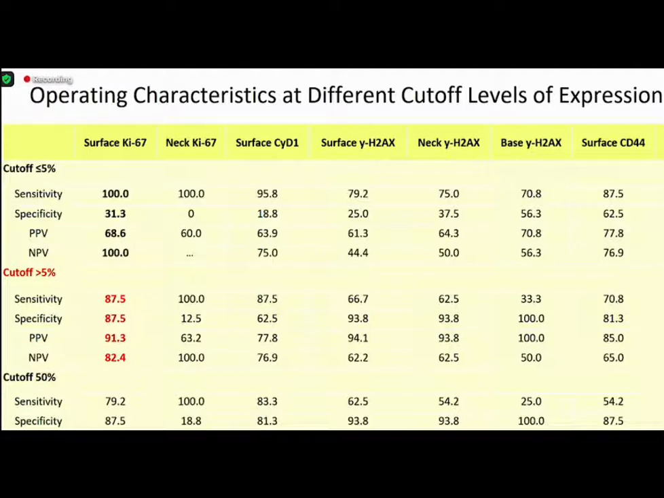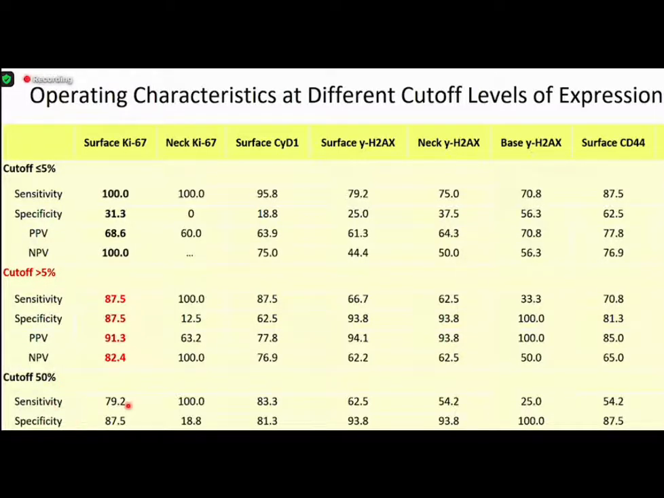So here's another table, which again looks a little busy, for operating characteristics such as sensitivity, specificity, positive and negative predictive value for all the statistically significant markers that I described previously at various cutoff levels of expression. So the basic gist of this table is that at a cutoff of less than 5%, many of these markers showed greater sensitivity, however, specificity and positive predictive value were low, and negative predictive value was moderate. When we increase the cutoff to greater than 5%, sensitivity decreased a little bit, but specificity and positive predictive value improved substantially. And in most of the cases, negative predictive value increased, excluding a few. And a cutoff of 50% did not do much better.